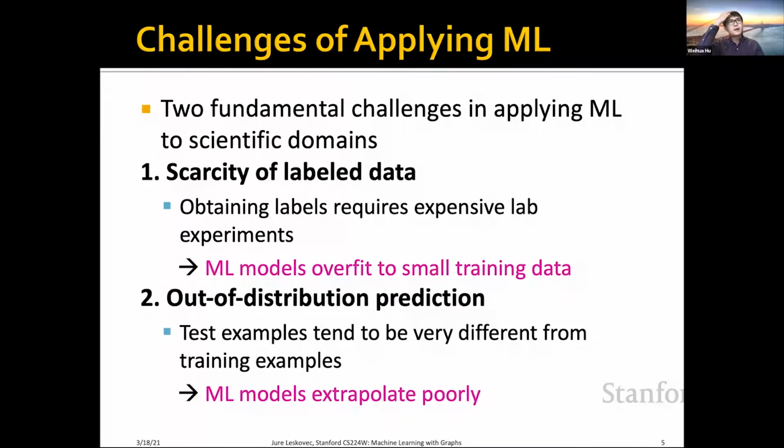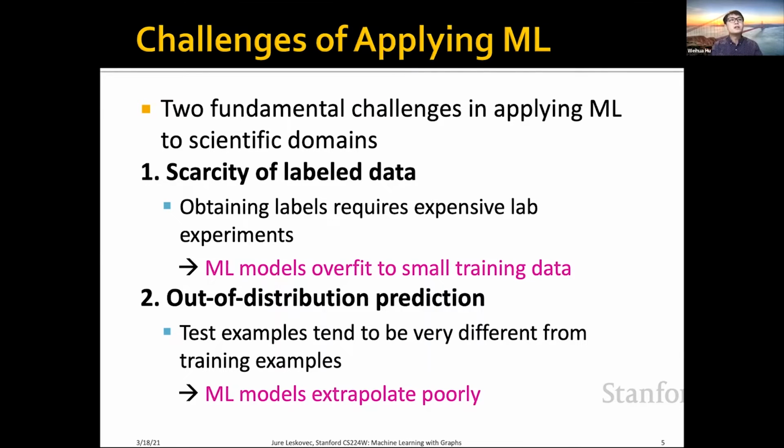And now I'm going to talk about challenges of applying machine learning to these scientific domains. There are basically two fundamental challenges. The first challenge is the scarcity of labeled data. Obtaining labels in these scientific domains requires expensive lab experiments. For example, to say whether a molecule is toxic or not, we need to perform wet lab experiments, and these are very expensive. As a result, we cannot get a lot of training data, and machine learning models tend to overfit to this small training data.